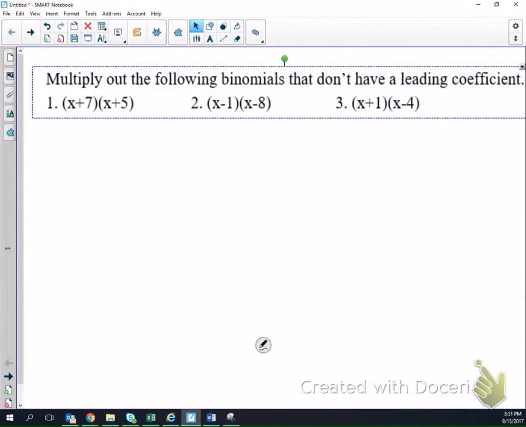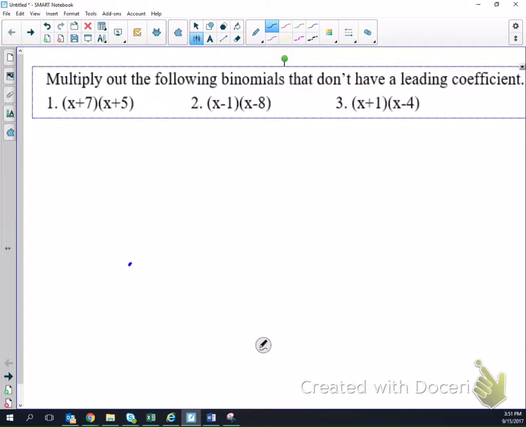All right, so we're going to talk about factoring polynomials. But before I get into factoring polynomials, I want to talk about multiplying the polynomials, because factoring the polynomials is really just doing this multiplication of polynomials in reverse.